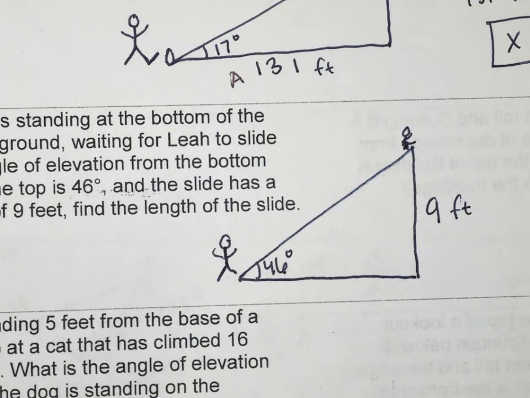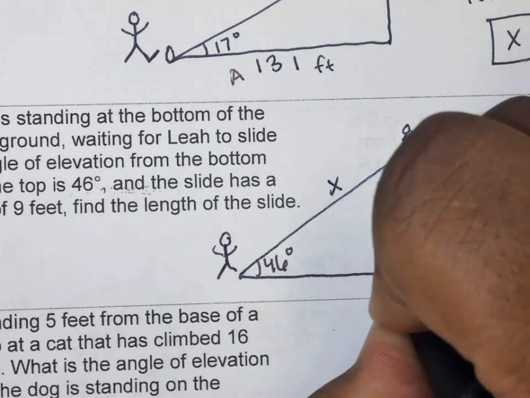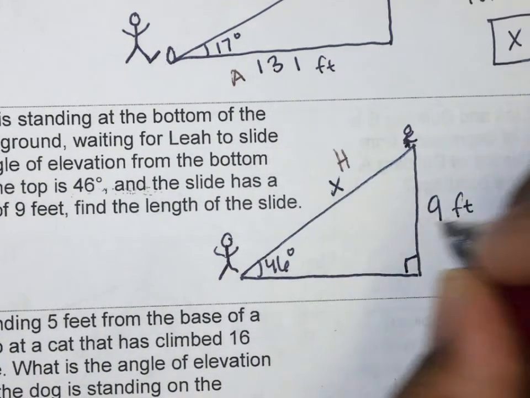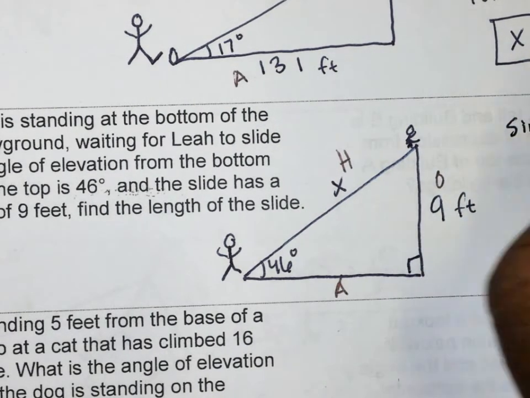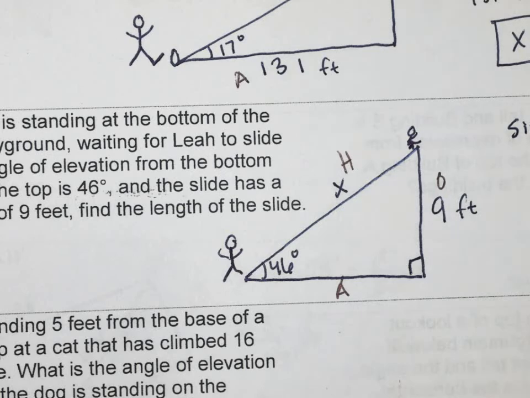Where X going? Hypotenuse, alright. Then we label them H O A. What y'all using? Sine. 46 degrees. 9 over X.